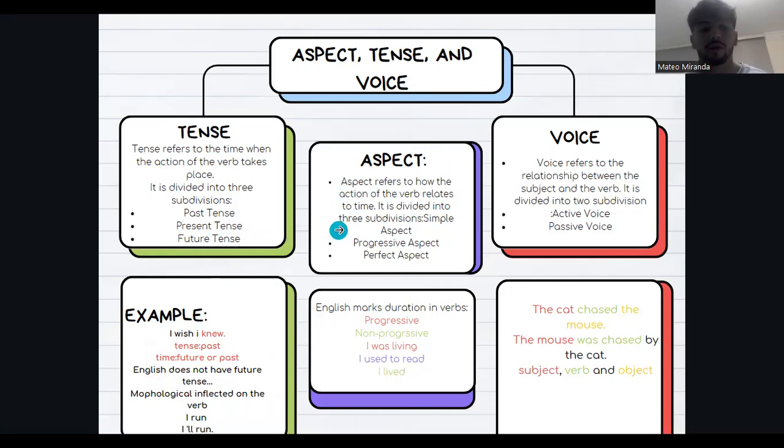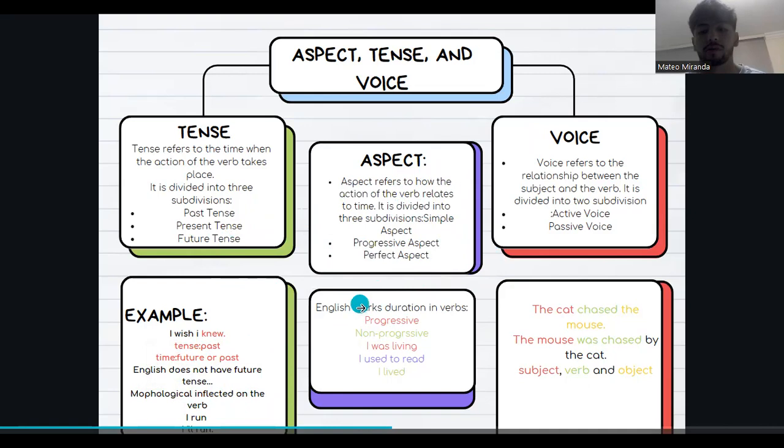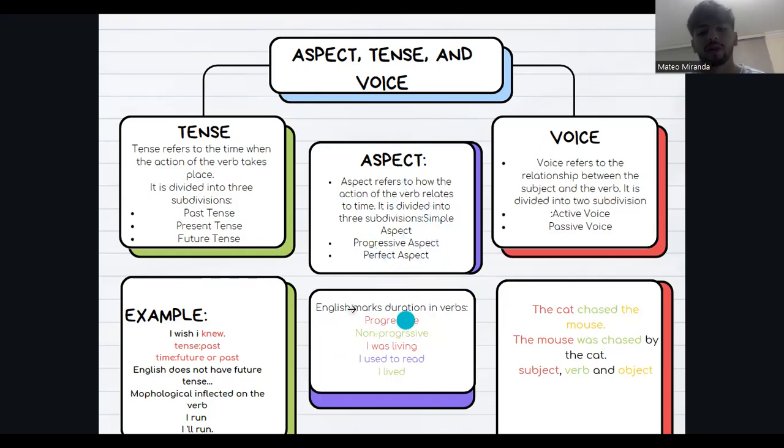Now we're going to talk about the aspect. And what is the aspect? Aspect refers to how the action of the verb relates to time. It is divided into three subdivisions: simple aspect, progressive aspect, and perfect aspect. Now, as before, I'm gonna give examples and explain this subdivision of aspect to you.